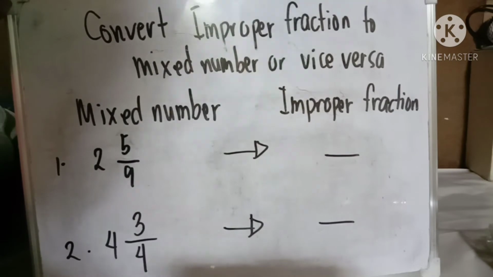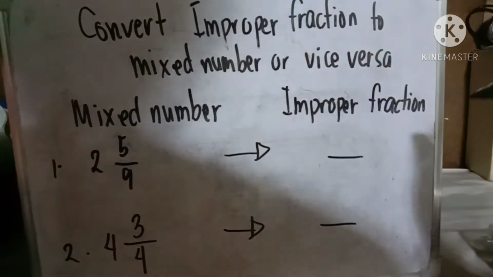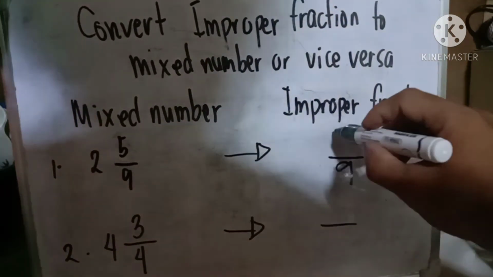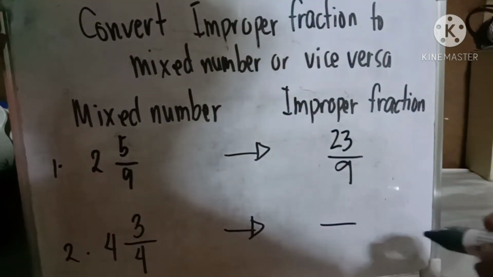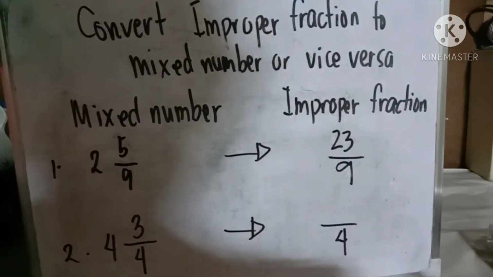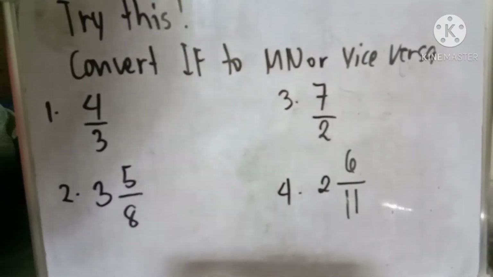Okay children, another example. Number 1, 2 and 5/9, then number 2, 4 and 3/4. Let's convert them to improper fraction. The first one, 2 and 5/9: copy, then 9 times 2 becomes 18 plus 5, so it becomes 23. Then number 2, 4 and 3/4: copy the denominator, then times and add. 4 times 4 becomes 16, plus 3 becomes 19. So that's it.